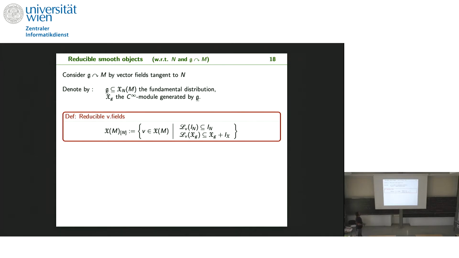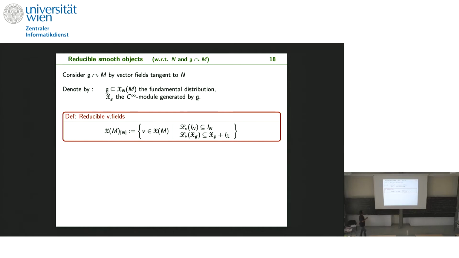So the framework is the following. Consider now an infinitesimal action of the Lie algebra over M. I denote with underlined G the fundamental distribution. Sorry, this action is by vector fields that are tangent to N. So the fundamental distribution in particular lies inside the vector space of vector fields that are tangent to N. And I also call with this fraktur G the C-infinity module generated by the fundamental distribution.